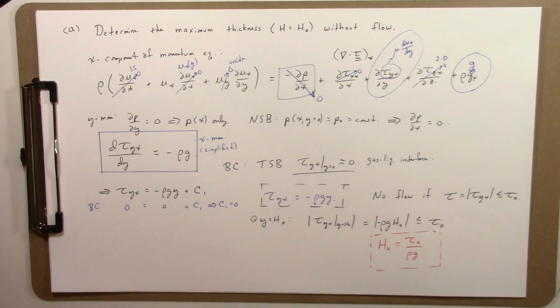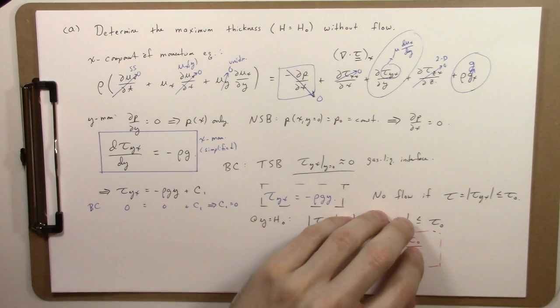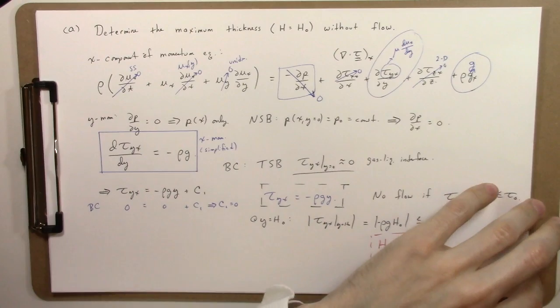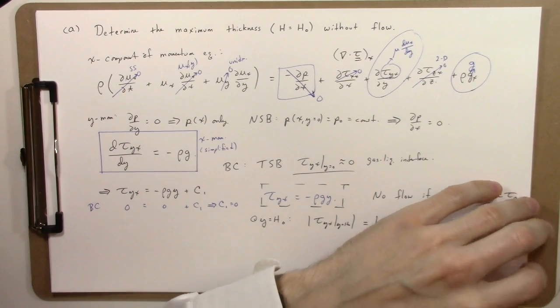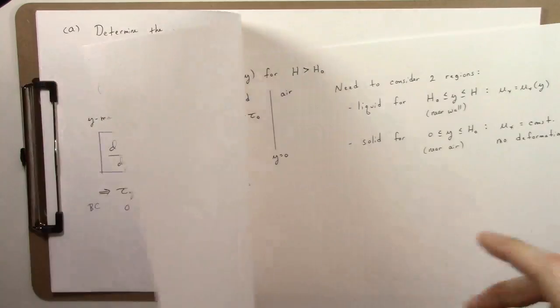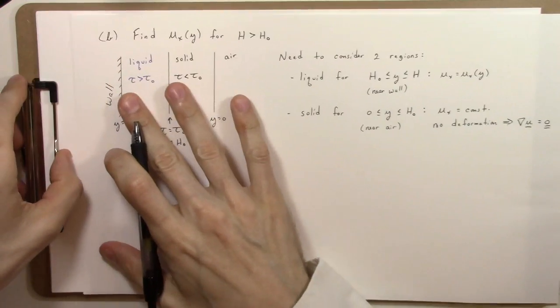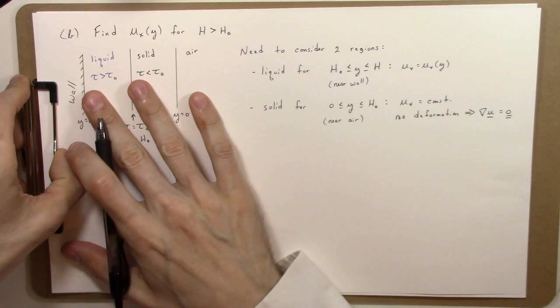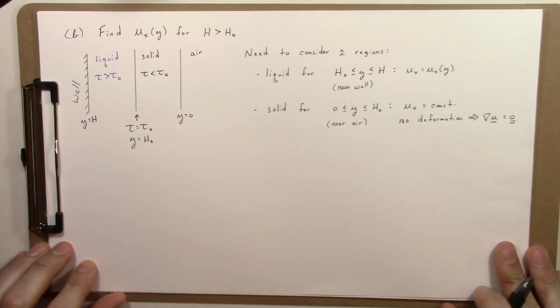So we can proceed further with this part to the second part of the problem. Now that we've found the critical value of h naught, the second part of the problem is find the velocity profile if h exceeds the critical thickness. So if it's thick enough that there's flow, what is the velocity profile? So it's going to look something like we've drawn here.